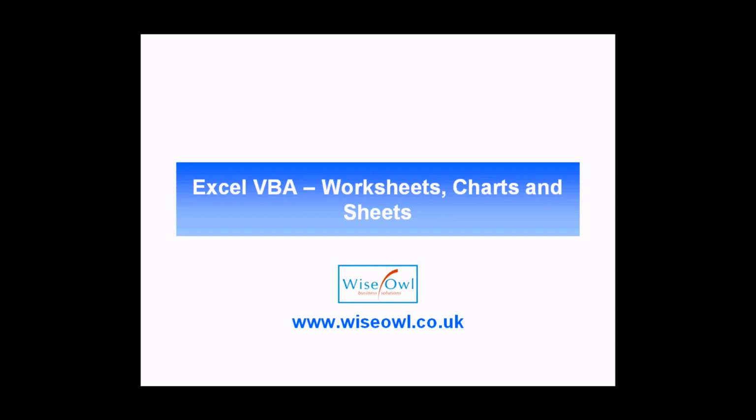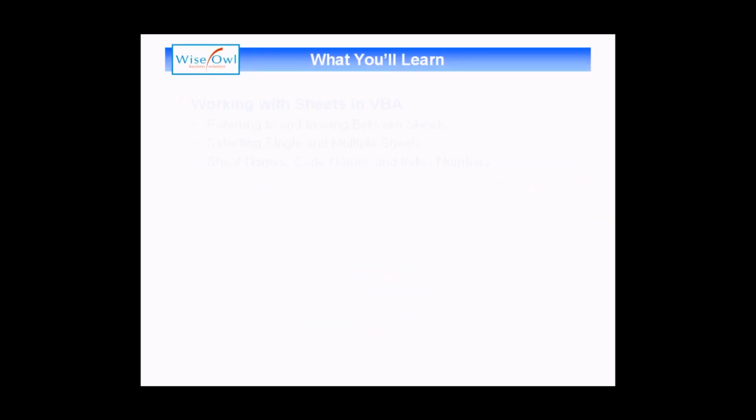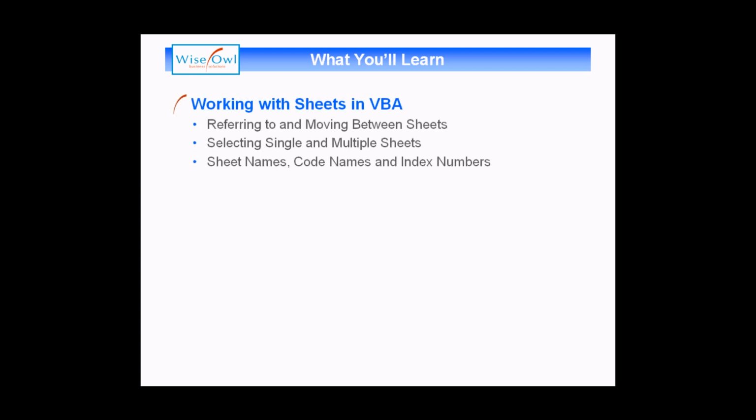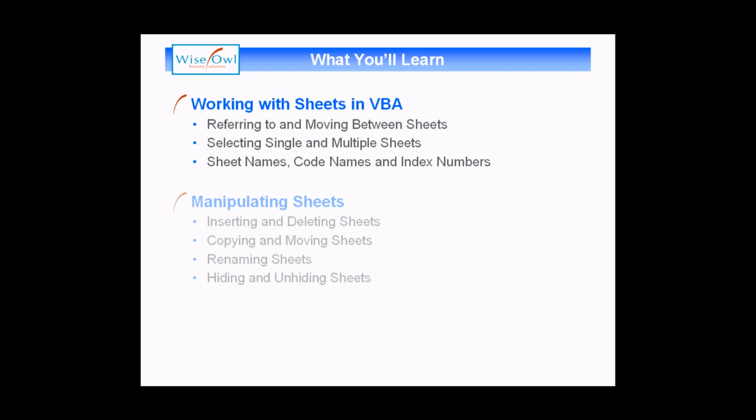In this video we're going to talk to you about how you can work with worksheets, charts and sheets in Excel VBA. We'll start the video by talking about the basics of working with sheets in VBA. So we'll tell you how you can refer to and move between sheets, how you can select single and multiple sheets, and then the difference between referring to sheets based on their sheet name, their code name and their index number. Once we've covered all the groundwork, we'll then move on and show you how you can manipulate sheets.